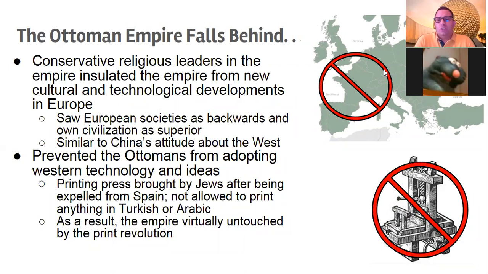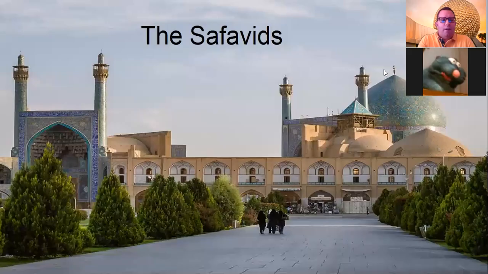So much so that they don't want to embrace a lot of the European technology, including the printing press. The printing press comes to the Ottoman Empire by way of Jewish citizens who had been expelled from Spain. If you recall, around 1050, the Jews are expelled from Spain. When they start moving east looking for a place to live, and they settle in what was, at the time, the Ottoman Empire, they bring the printing press with them, but the Muslim religious leaders forbid them from printing anything in Turkish or in Arabic.